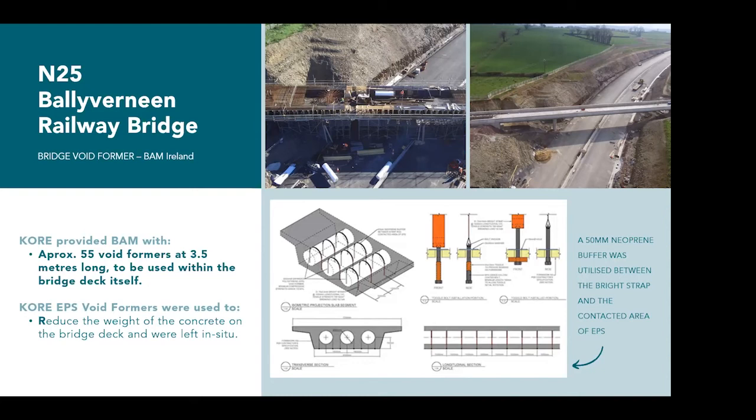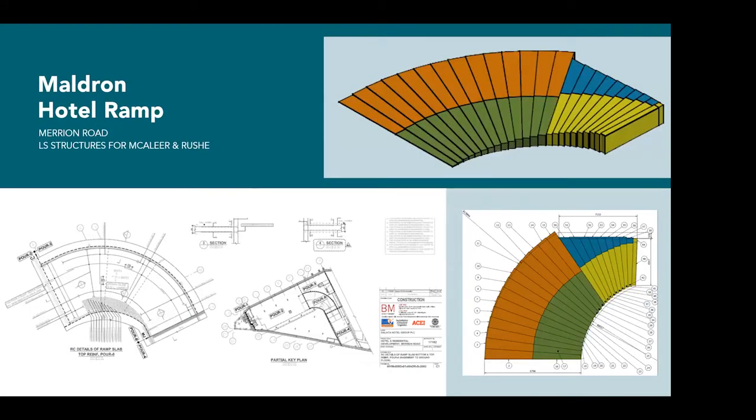Obviously, they came to us, they gave us the size of the void formers that they needed. So as you can see, they were cylindrical. We would make them to millimeter accuracy, whatever the project dictates. So that was a very successful project to be involved in. Now a different one, again just to give people a flavor of what can be done with the material.